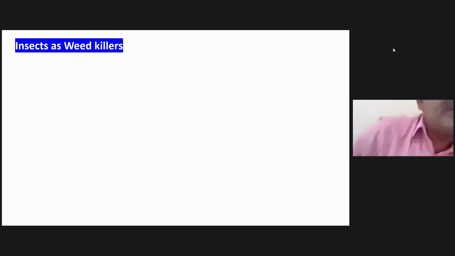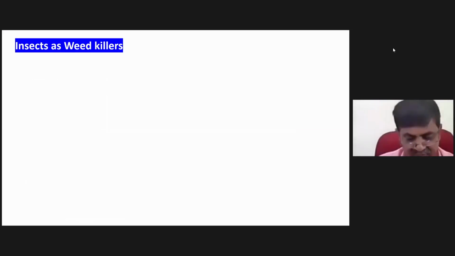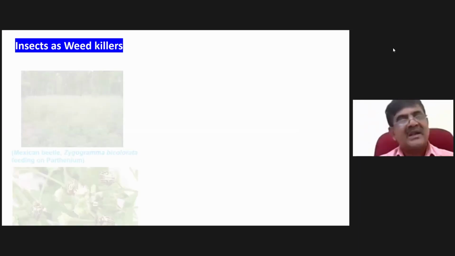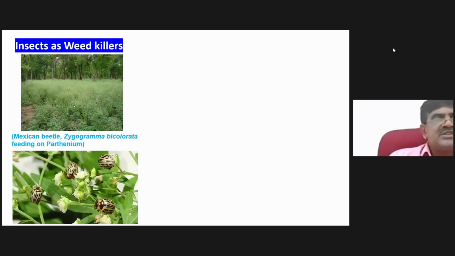And insects can also be used as weed killers. Insects can be used in the biological control of weeds. You might have seen this weed which is called Parthenium or Congress weed. In most agricultural fields, forest trees or roadsides, this weed has become a menace. Remember, the multiplication capacity of Parthenium is that each plant can produce 25,000 seeds. So from one plant, you get 25,000 plants.